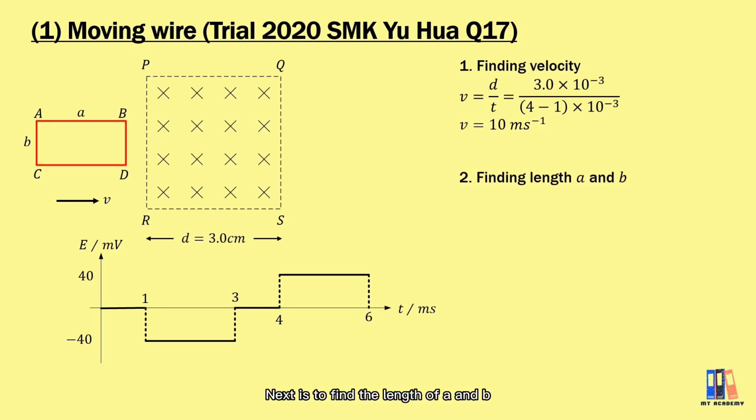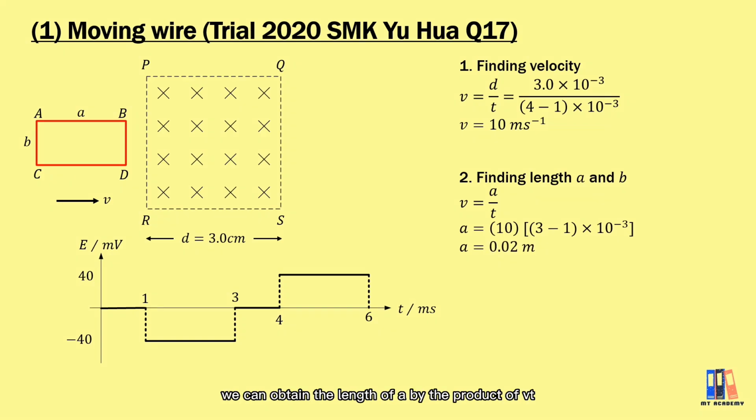Next is to find the length of A and b. Once again, we can apply the formula of velocity. The time taken for the wire to fully enter the magnetic field region is between the first and the third second. So the velocity is equal to the ratio of a and the time. We can obtain the length of a by the product of v and t, put in the values, and you will get the answer of 0.02 meter.